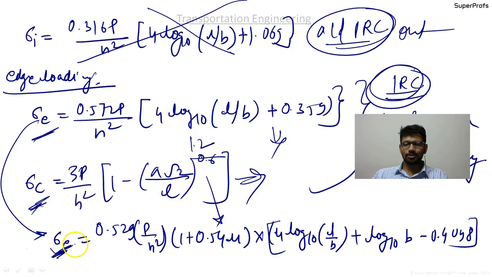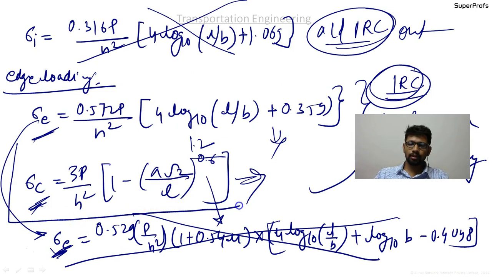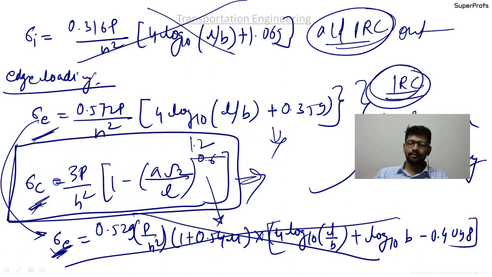But what I will suggest is that it is such a lengthy formula and a very rare chance of being asked in GATE, almost no chance. At the max, you remember this formula for the corner loading, that is 3P upon h square into 1 minus (a root 2 by L) to the power 1.2. As far as wheel loads are concerned, remember only one formula, as there is a very rare chance of it being asked in the GATE examination.